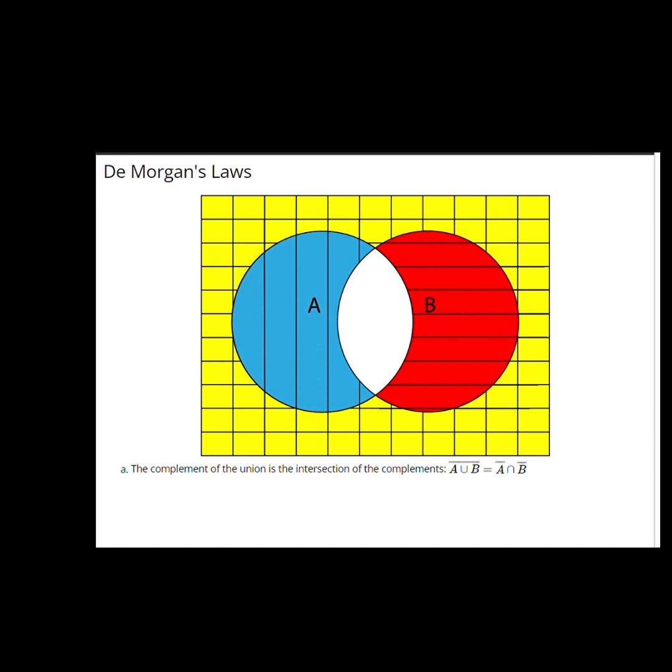The second law can be demonstrated graphically in a similar way. It says that the complement of an intersection is the union of the complements. The complement of A intersect B is A complement union B complement. And these can be generalized to more than two events. In particular, if I have K events, the complement of their union is the intersection of their complements. And the complement of their intersection is the union of their complements.